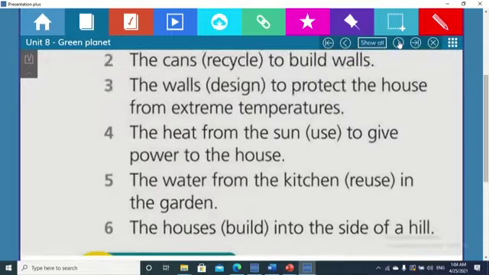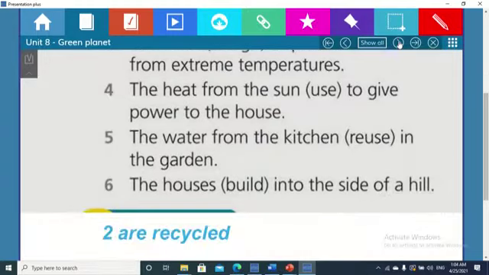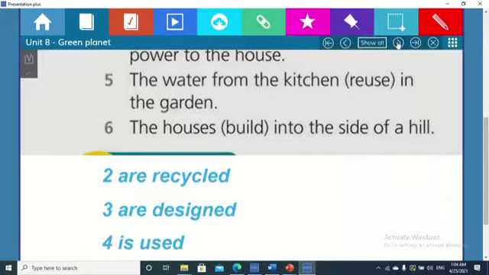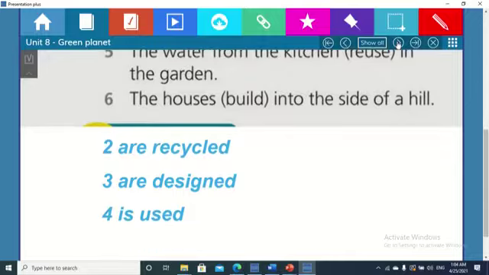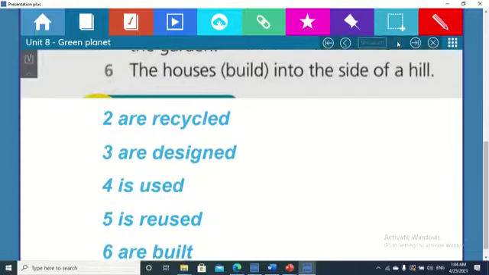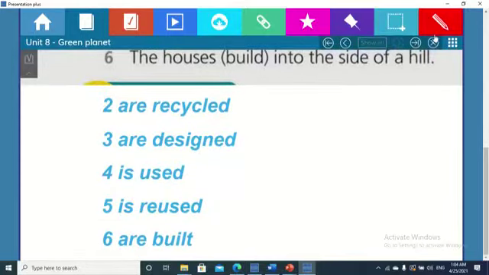3. The walls are designed for the heat from the sun, is used, and of course the same in number 5, is reused. The water is reused and the houses are built.